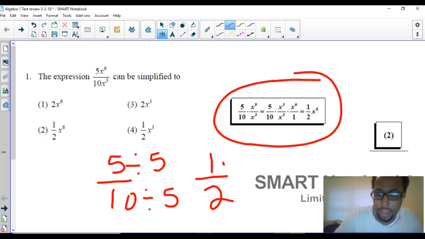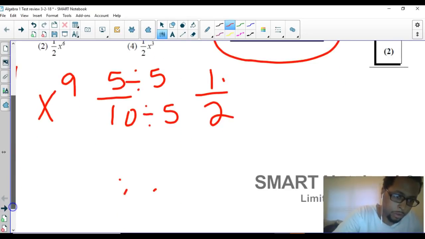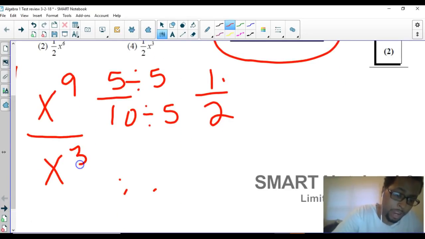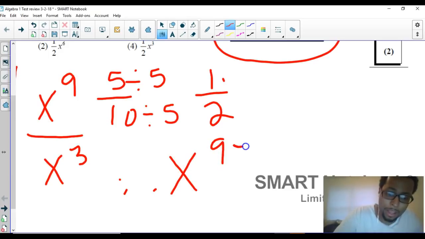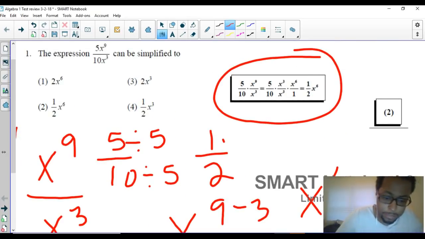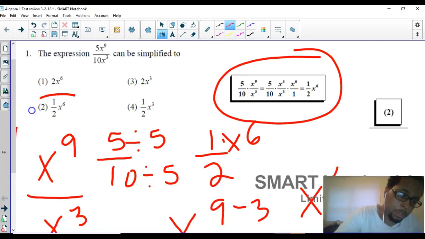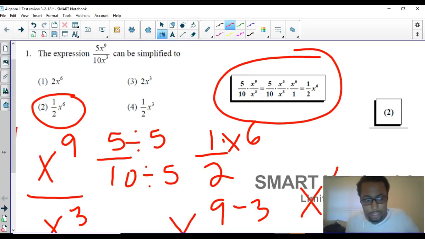With the exponents, you have your x to the 9th over x to the 3rd. So you're really subtracting. This is going to be x to the 9 minus 3, and you're going to get x to the 6th power. So you have x to the 6th power, which goes here. That's why your answer is going to be choice number 2. Just to be clear, because you have 5 over 10, you have to simplify that. If it was the reverse, then you would divide. All right, moving on.